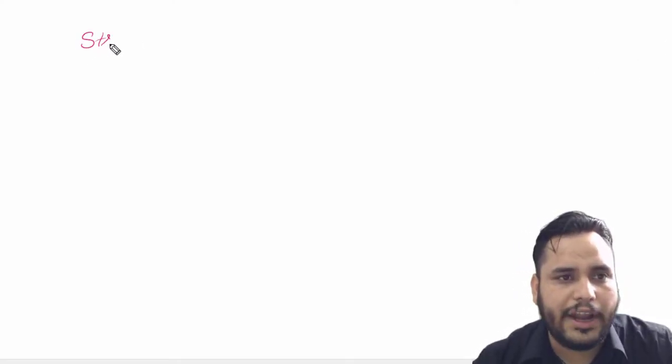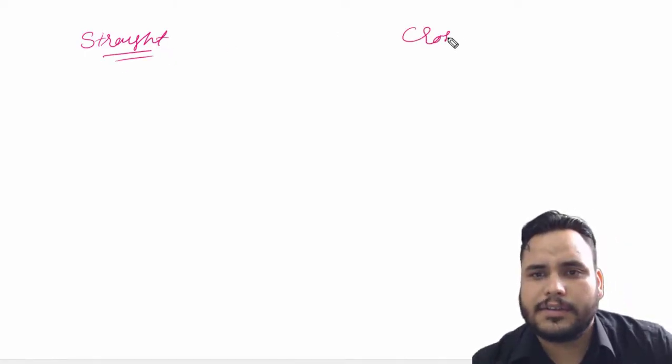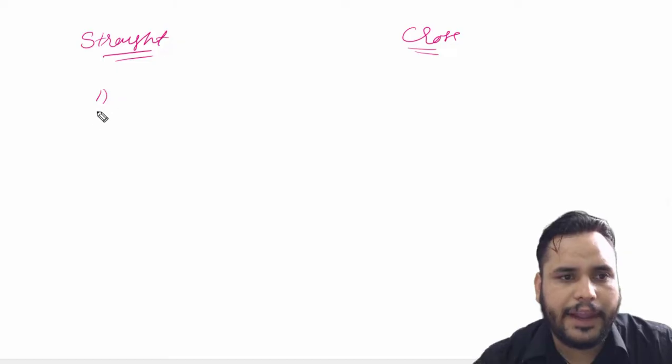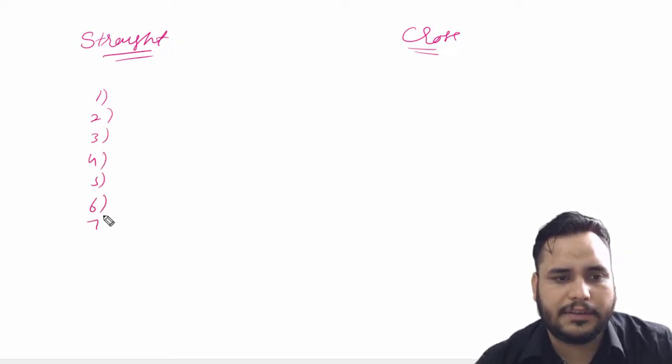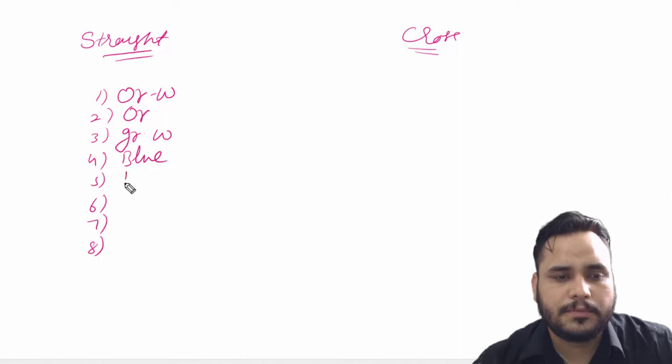First of all, we need to know about the straight cable. Whether it is straight or cross, we have 8 wires here: 1, 2, 3, 4, 5, 6, 7, 8. On the one hand, the first wire is orange white, orange, green white, blue, blue white, green, and brown white, brown.